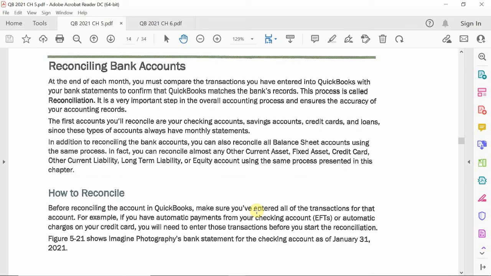Now, as far as this, right, is your bank account going to be the only account that you can reconcile? No, you can reconcile any current asset, other asset, any liability, and any equity account. So any account that has a register, you are able to reconcile. Now, does it serve a purpose for you to reconcile those accounts? Not necessarily, but it doesn't mean that you can't.